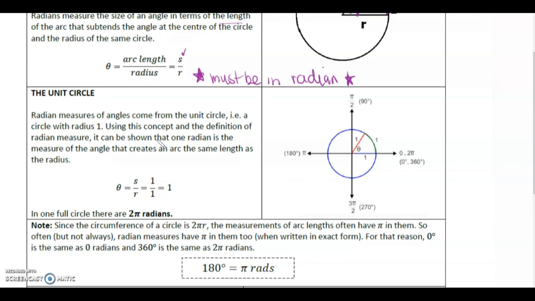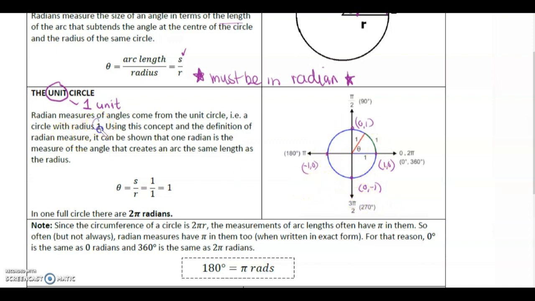All right, we're going to touch on the unit circle. Radian measures of angles come from the unit circle, a circle with radius 1. When we talk about a unit, this means 1 unit. So for this circle with radius 1, this would be the point (1, 0), this would be the point (0, 1), this would be the point (-1, 0), and this would be the point (0, -1). So we would have those around it.